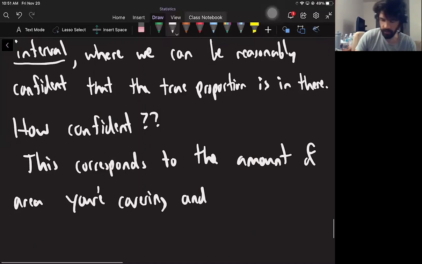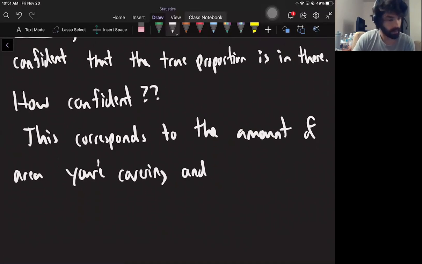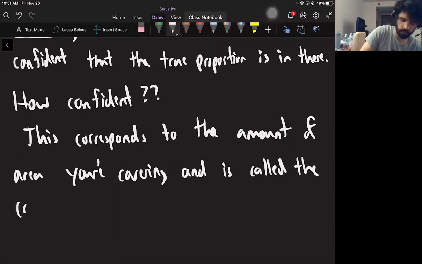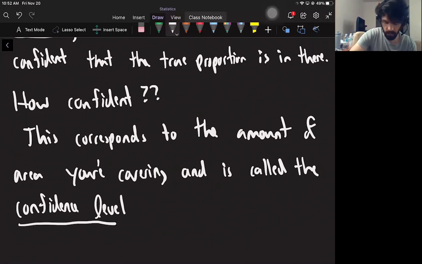So we picked 95% of the area, so our confidence will correspond to 95, and I'll say how to say it in a second. And this confidence level, it's called the confidence level, the amount that you're confident. But again, the confidence level just corresponds to an area, really, or a probability.